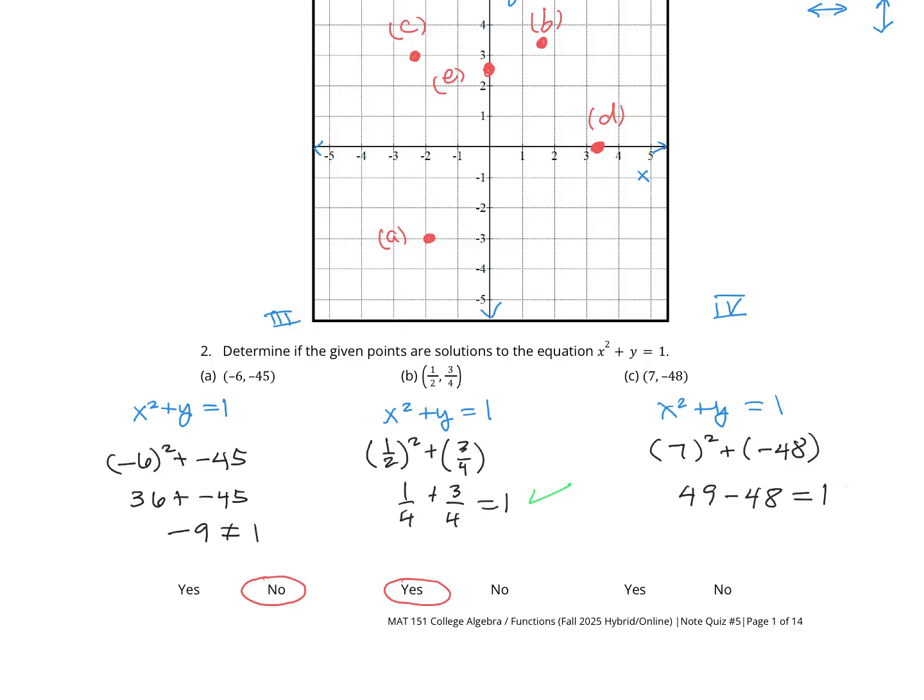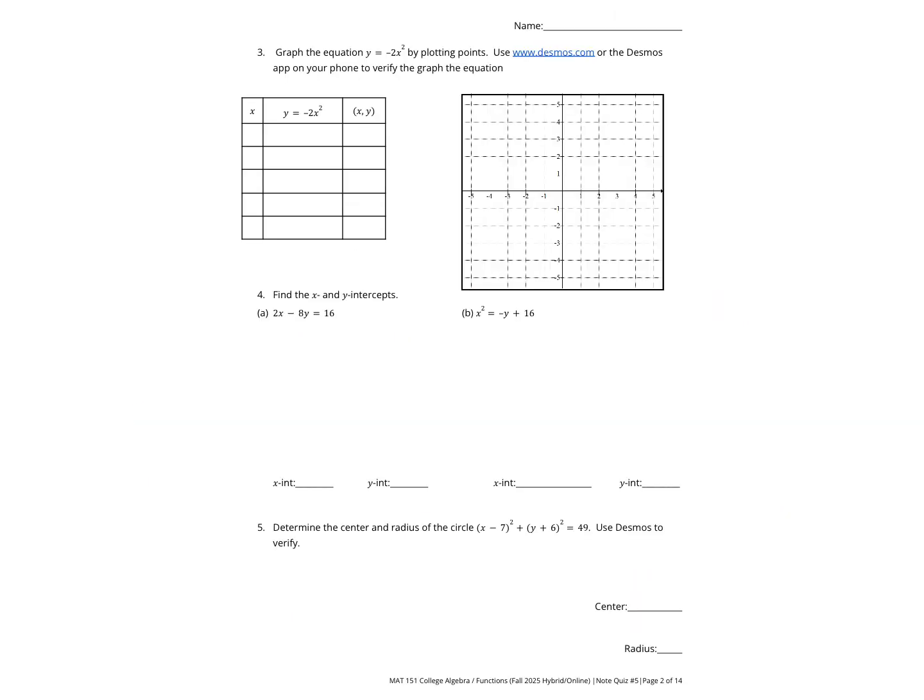So this also checks out, and we say that the ordered pair is a solution of the algebraic equation. So again, that's how we check to see whether or not we have a solution of an equation given by an ordered pair. And remember, the graph of this equation is the set of all solutions of the equation. All right, so let's move on now to the next page.